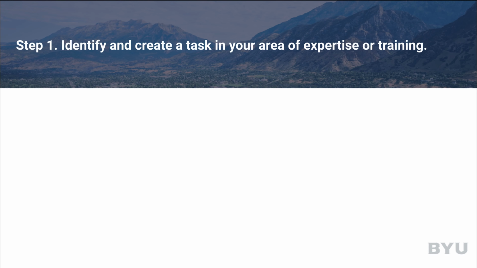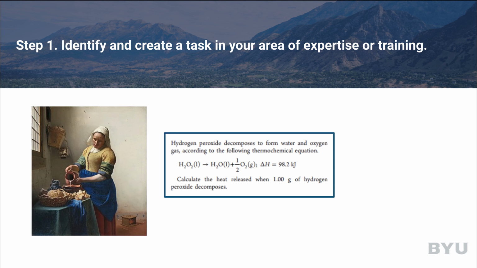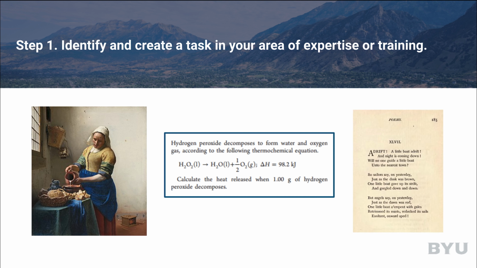This video will demonstrate how to create a DBL model. When you begin to create a decision model, first identify and create a task in your area of expertise or training. A task can take the form of a problem to be solved, a painting to be critiqued, or a poem to be analyzed. It can be anything you want your students to break down and determine the appropriate course of action.